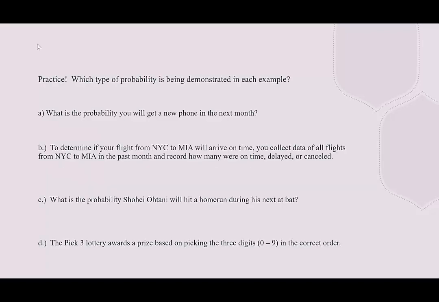And now let's try some practice questions. Which type of probability is being demonstrated in each example? I encourage you to pause the video and try these for yourself. Okay, did you get them done?